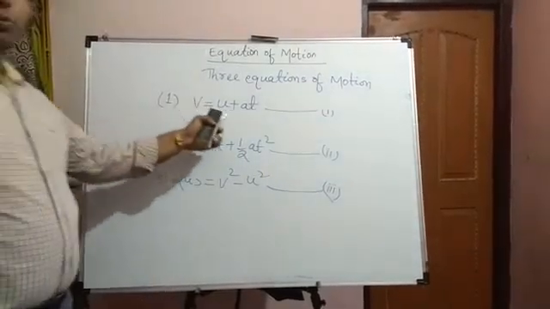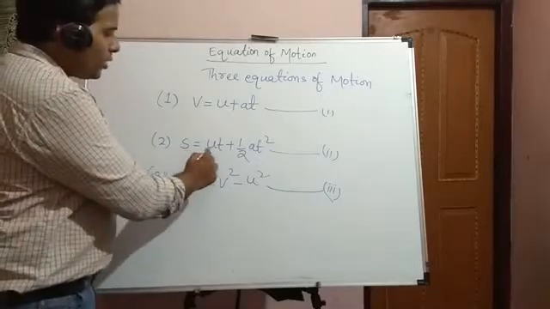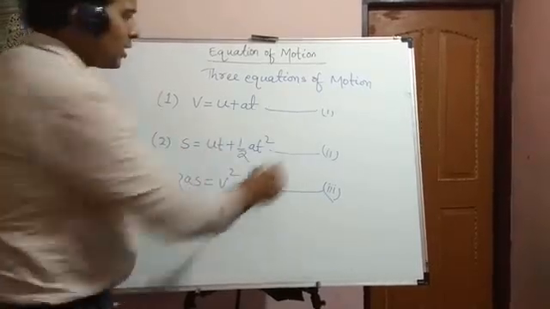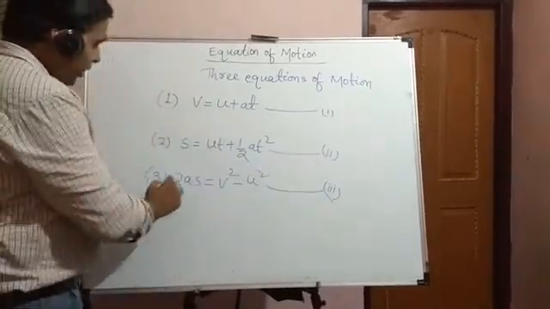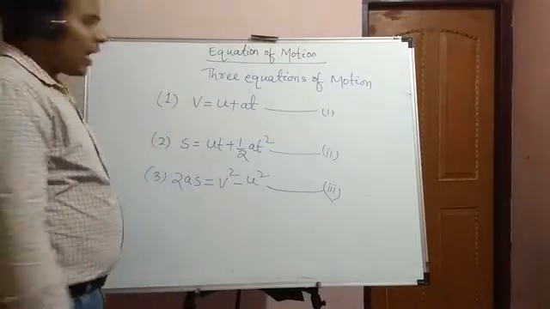v is equal to u plus at. This is the first equation. s is equal to ut plus half at square. This is the second equation. 2as is equal to v square minus u square. This is the third equation.